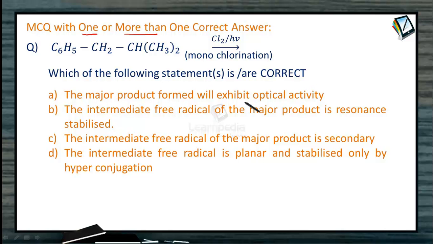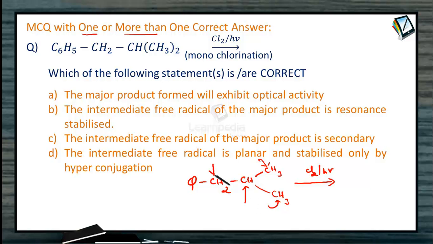The major product formed will exhibit optical activity. First of all, what is the product formed during this reaction? Here is the phenyl group, CH2, CH, CH3, CH3. And it's a chlorination in the presence of light, an example of free radical reaction. And here is the primary carbon. This is the primary carbon, but this particular carbon, if you can see, it is the tertiary carbon, and this is benzylic carbon. And since it's a free radical reaction, you need to check which carbon free radical that is most stable will be formed, and chlorination takes place at that point.